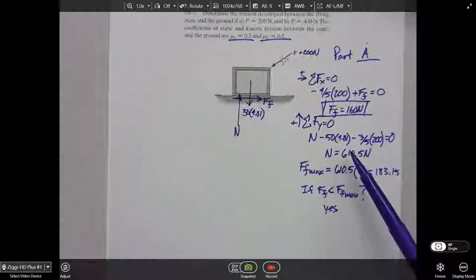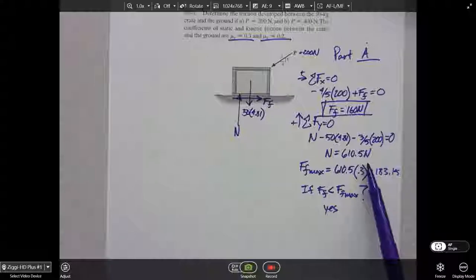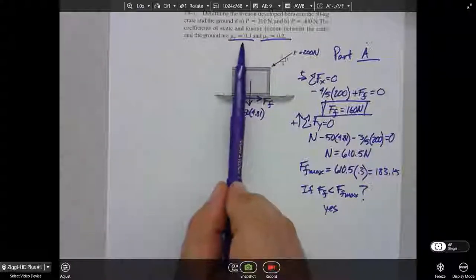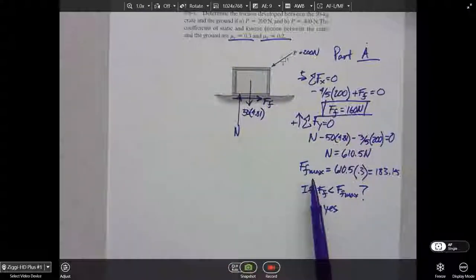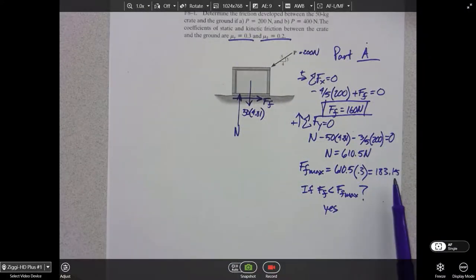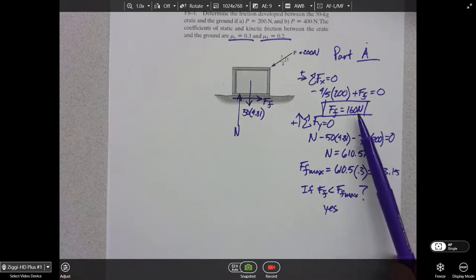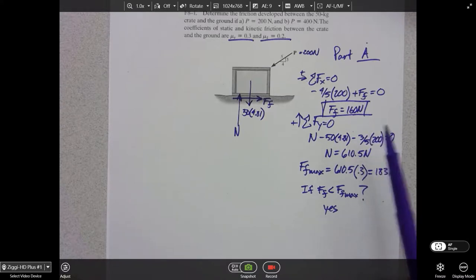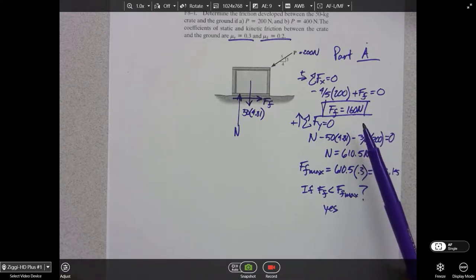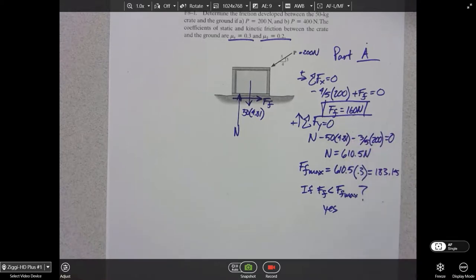Then we solve in the y direction, we find that our normal is 610. So based on this normal and this mu static, we can find that the maximum friction force that could be provided in this situation is 183 newtons. So then we compare that 183 to the force of friction we calculated. Now that we see that it's 160 newtons, which is less than the 183, we know that it is indeed capable of providing that much friction force and not moving. So we're at 160 then.